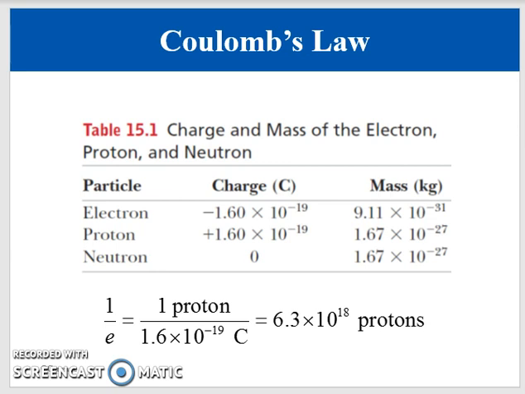So the magnitude of an individual charge is 1.6 times 10 to the negative 19 coulombs. The electron has a negative sign since it's a negative charge, and the proton has a positive sign. The neutron is not charged, so it has a total charge of 0.